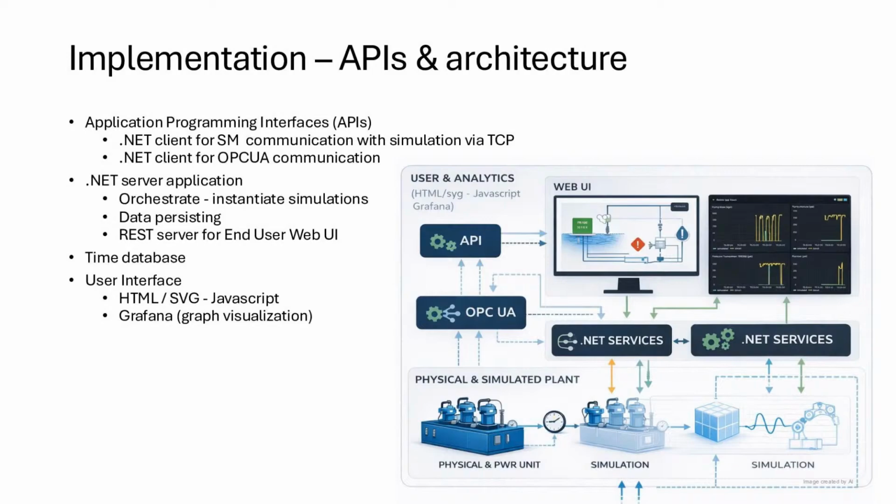In parallel, another .NET client manages OPC UA communication. OPC UA is essential here since it provides a secure, standardized ingestion of live operational data such as pressure, pump speed, and valve position. Above these layers, a .NET server application sits. This acts as an orchestrator. It instantiates simulation instances, manages execution cycles, and controls synchronization. This is what allows us to deploy multiple twins in parallel.